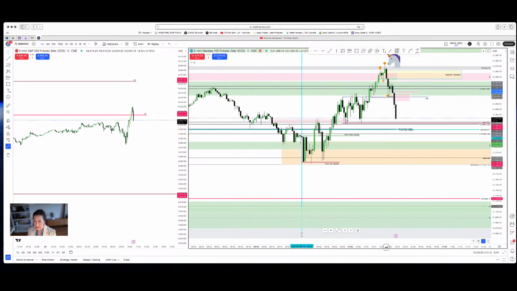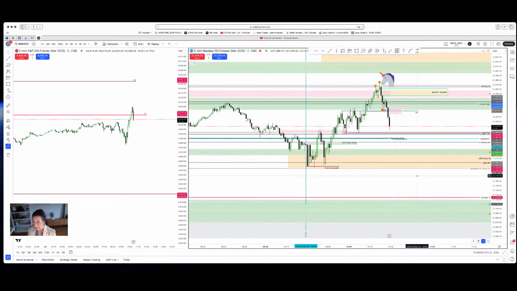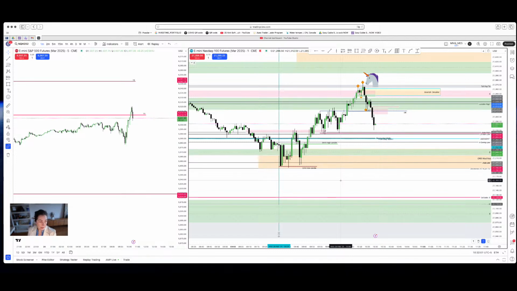So we took London, we swept London, there was lots of liquidity up there, and we're probably going to be running for the sell side now because there's quite a bit of liquidity down here. We did not sweep Asia yet.